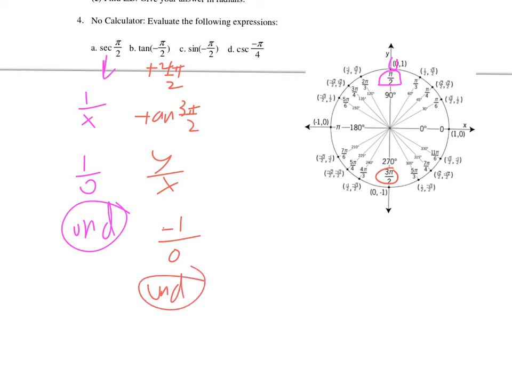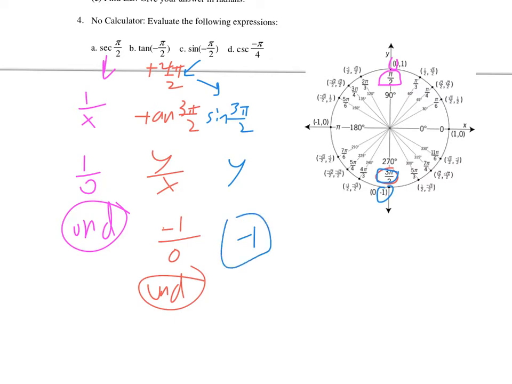Okay, next up here, sine of negative pi over 2. Now I'm going to find that same coterminal angle here. I already did it, so I'm just going to say this is sine of 3 pi over 2. And so I go to 3 pi over 2 again. The sine is just the y value, and so that's just going to be negative 1.